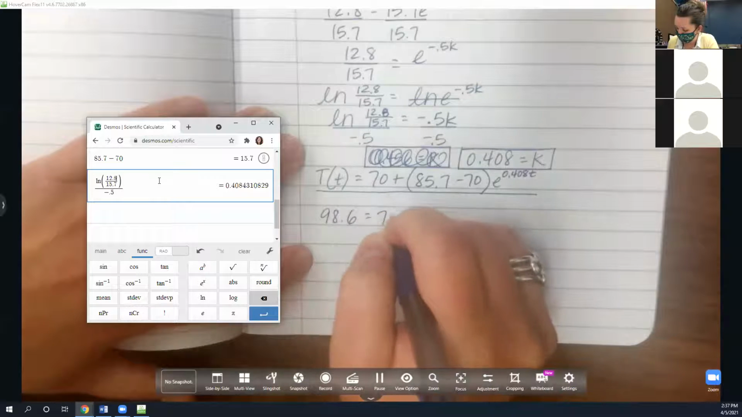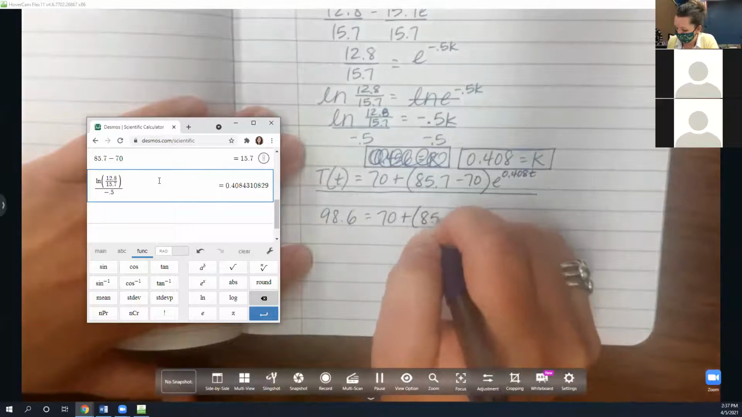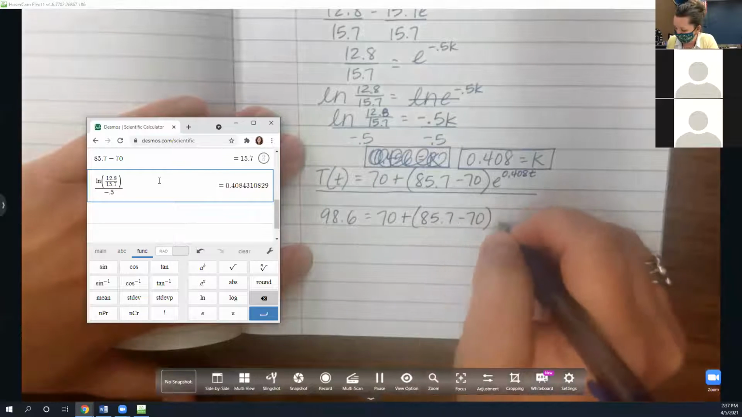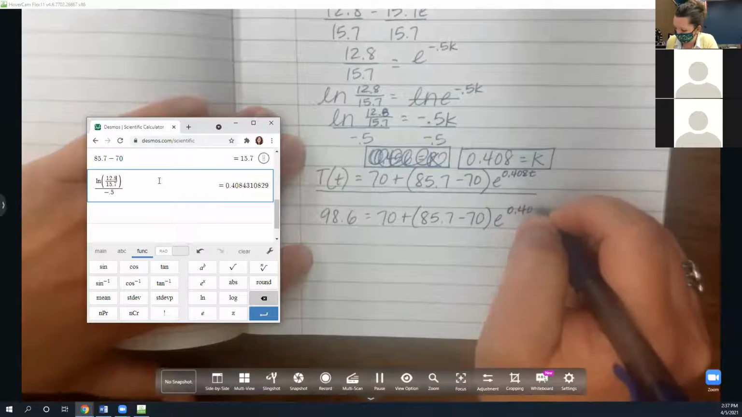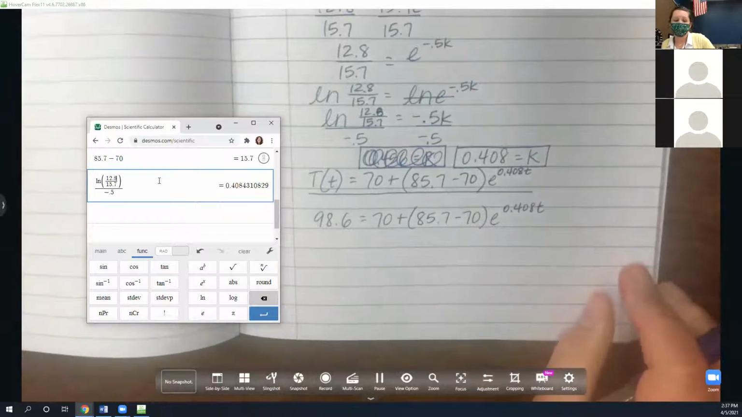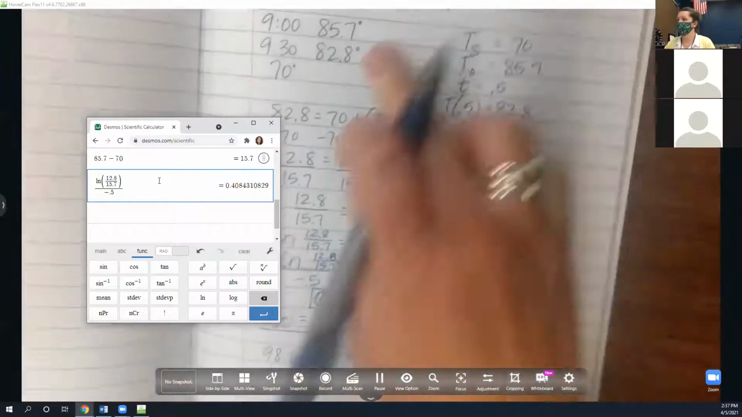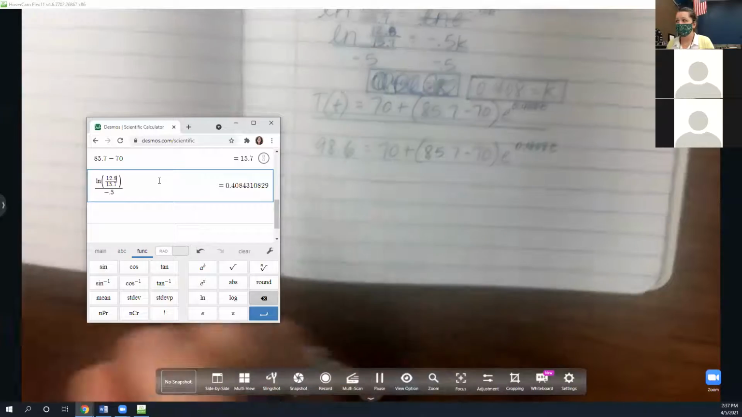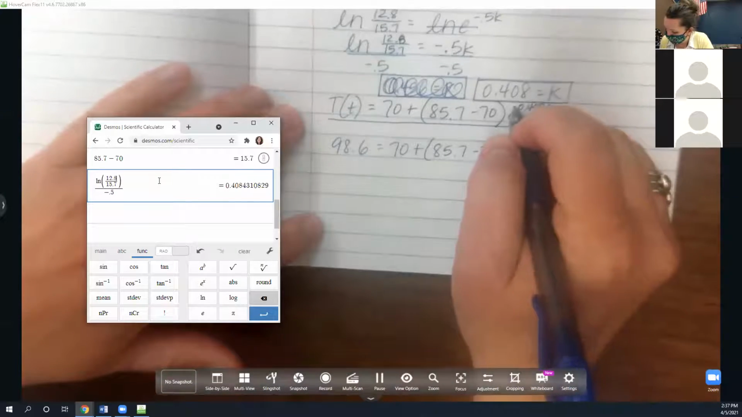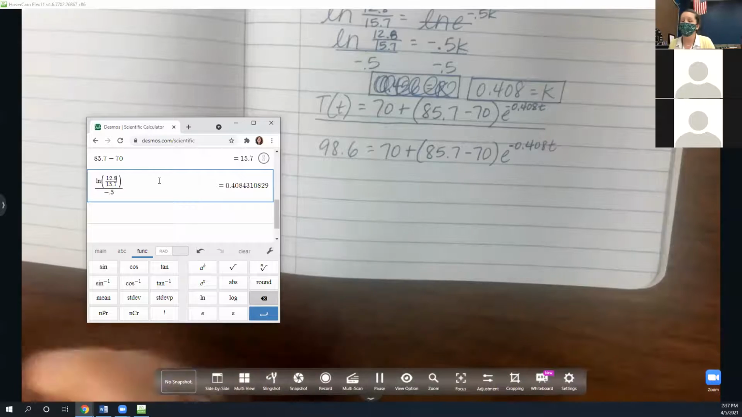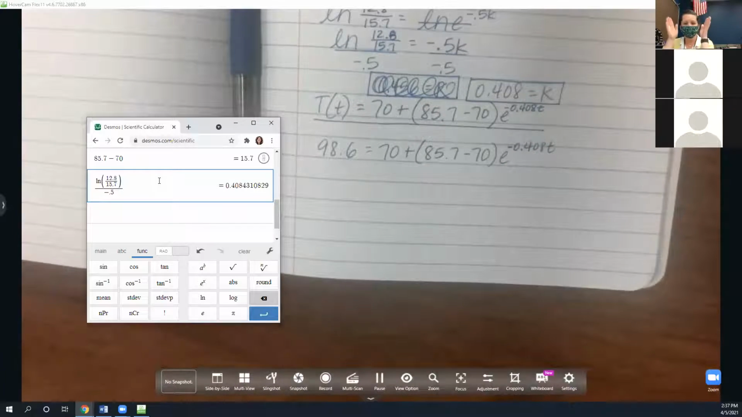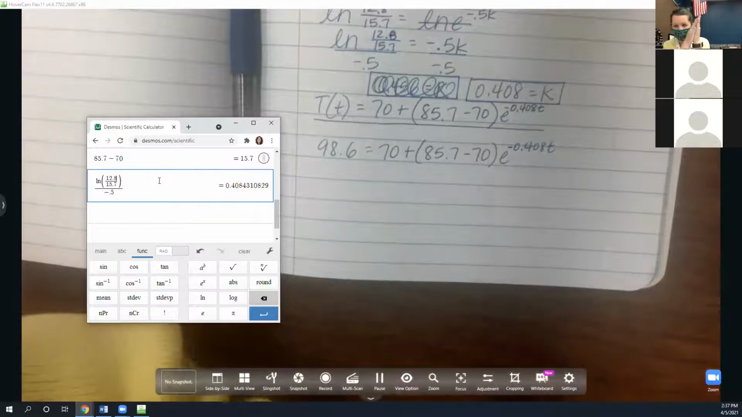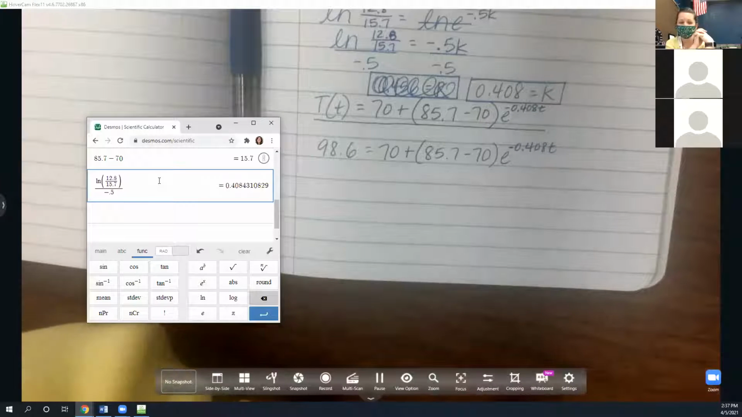98.6 equals 70 plus 85.7 minus 70, e to the negative 0.408 t. All right, so we're going to go about it the same way that we did up here, taking the natural log of both sides and finding time. Oh, it's supposed to be negative, right? Because it's negative k. Here's the kicker. If he was 85.7 degrees at 9 o'clock, what do you think my t value is going to be? Just take a wild guess.